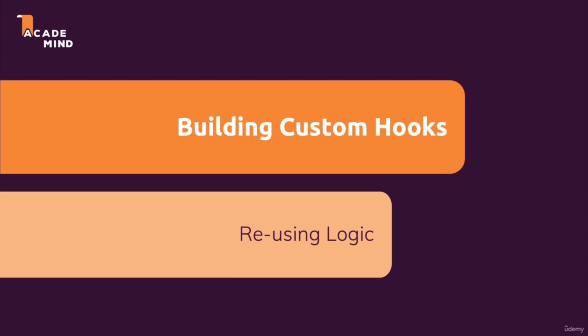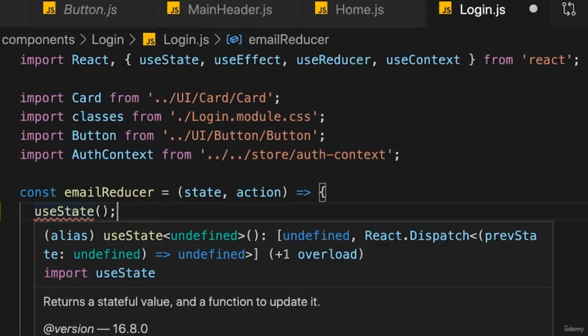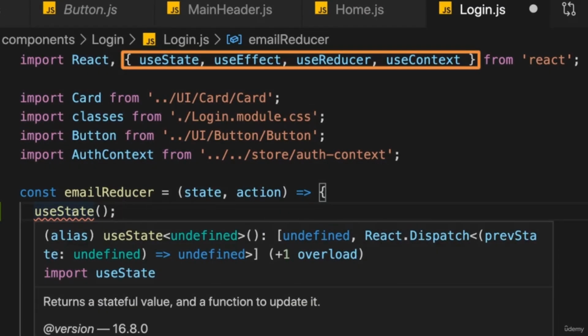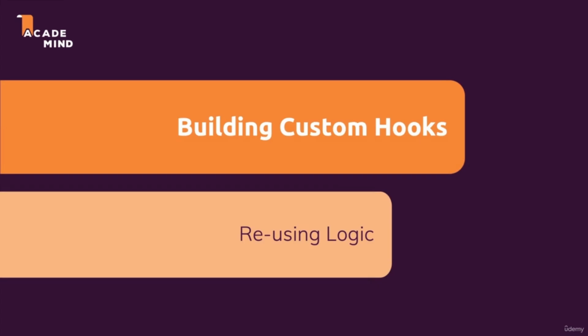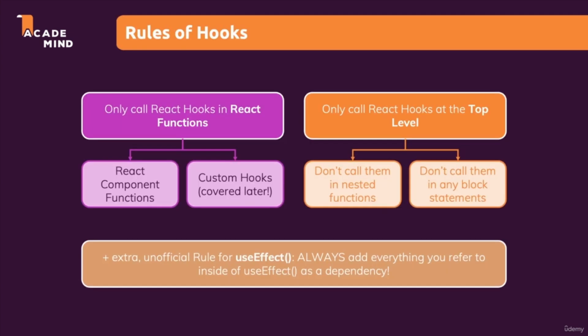Now, up to this point in this course, we already worked a lot with hooks, with the built-in React hooks React offers to us, like useState, useReducer, useEffect, useContext, and so on. So all these special React functions that start with use. You might remember that when I talked about the rules of hooks, I mentioned that you can only use React hooks in React component functions and in custom hooks. And I told you that those would be covered later.